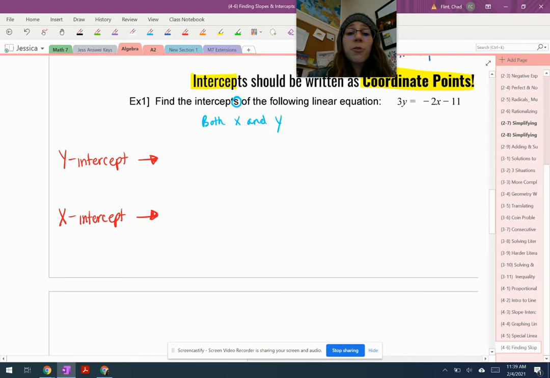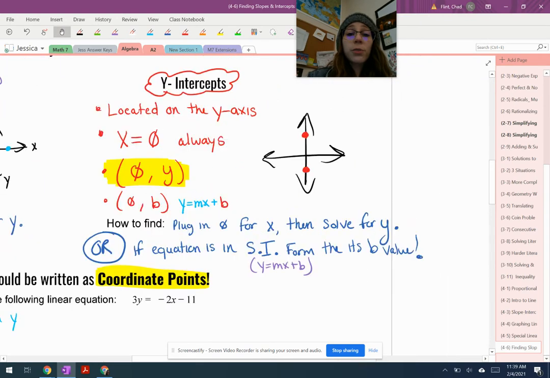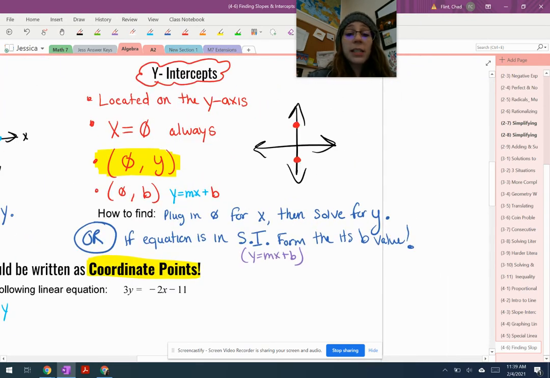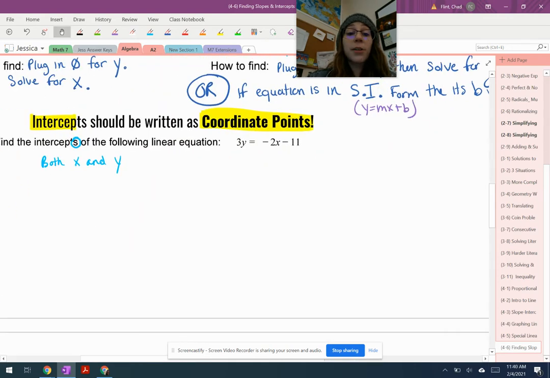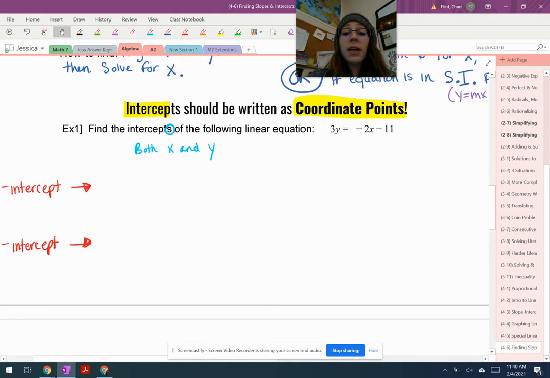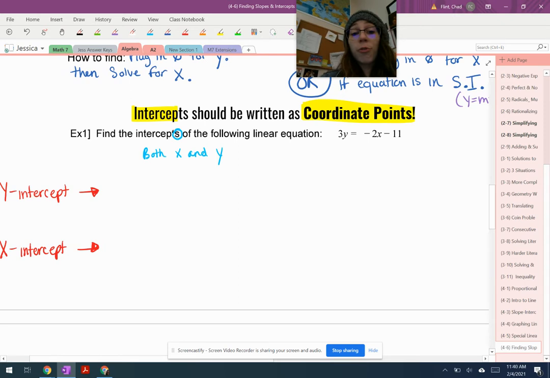So starting off with my y-intercept, going to my notes and directions on how to find it, I can either plug in 0 for x, then solve, or I can put the equation in slope-intercept form and find that b value. I am going to take that equation in slope-intercept form because it's a quick little divide by 3 to get it in slope-intercept form.